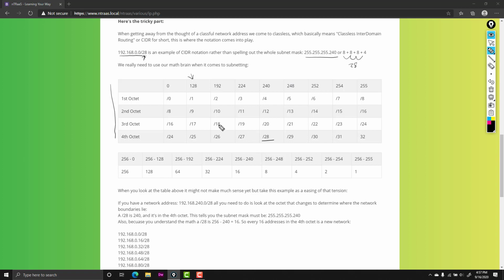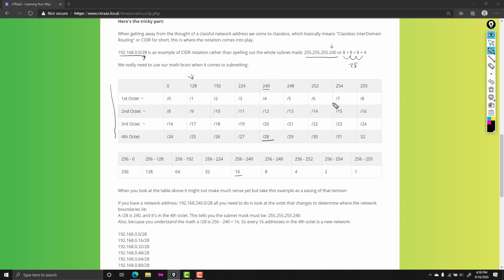This tells you that any addresses with the same 1st, 2nd, and 3rd octets are on the same network. However, how do you tell from the 4th octet if the device is on the same network? One of the easiest ways to do that is counting. You'll see here that a /28 ends in 240. We can take 256 minus that 240, and it gives us 16.